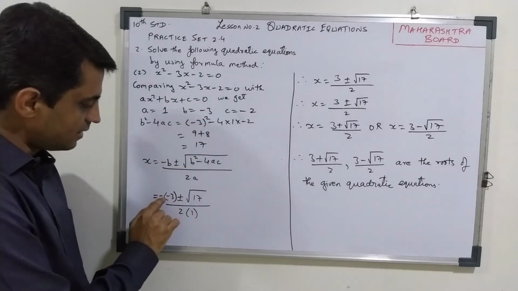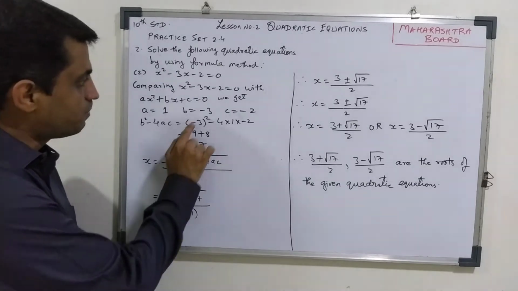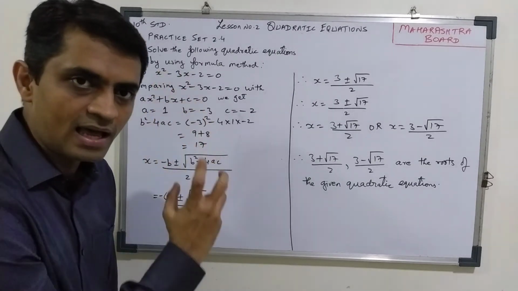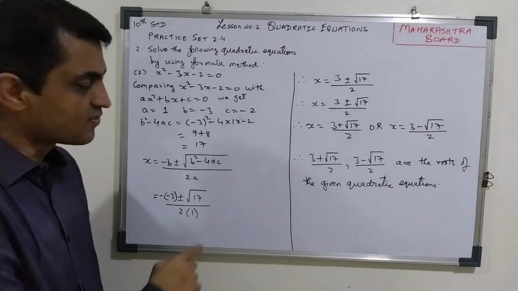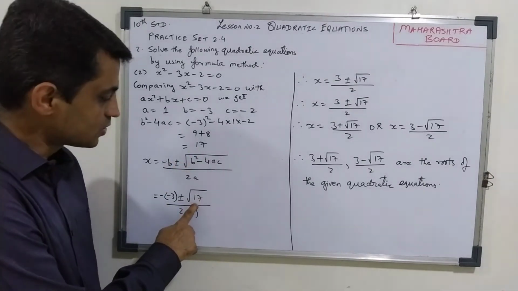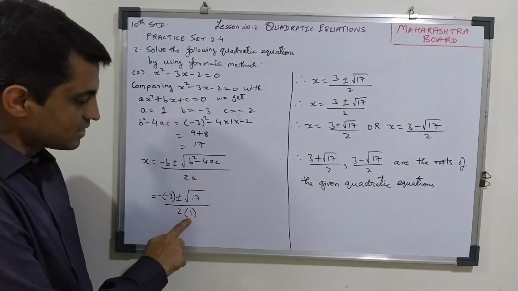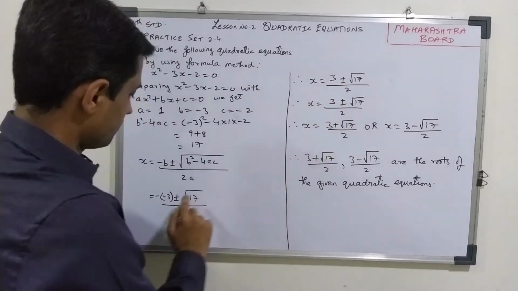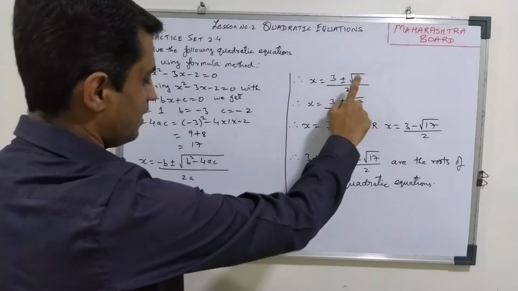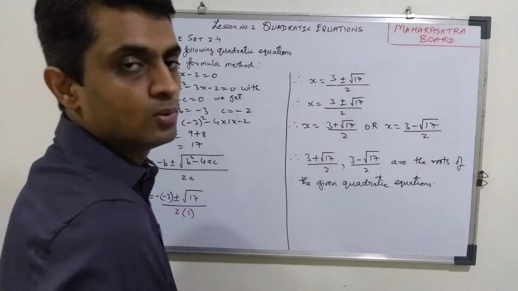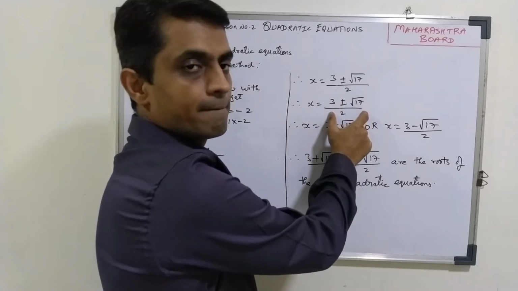This minus is from the formula, and this b is minus 3. So take the value with minus. Plus or minus, what is the value of b square minus 4ac? 17. So we get root 17. A is 1. Now come here. Minus into minus plus 3. Plus into minus root 17. 2 ones are 2. So we got this part.